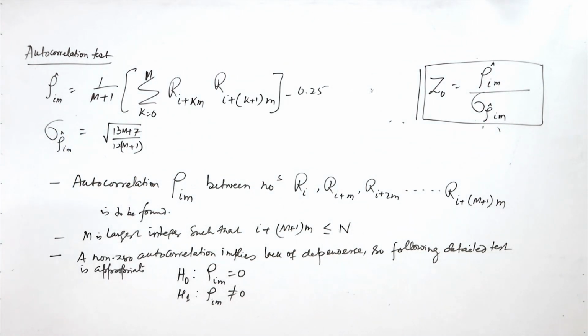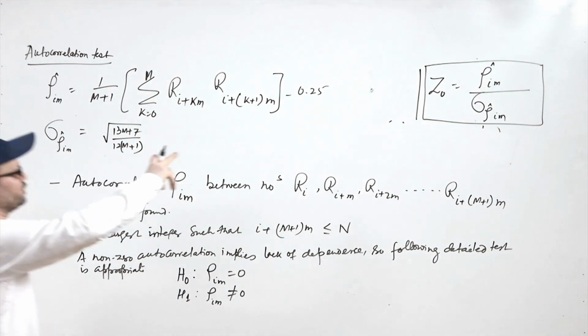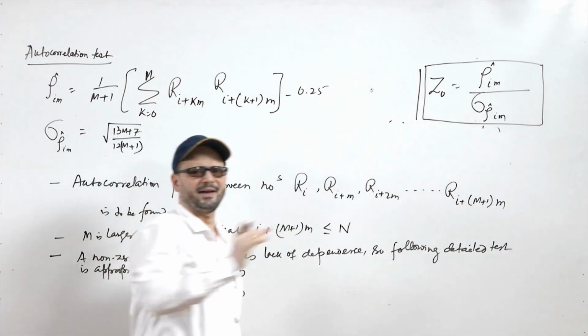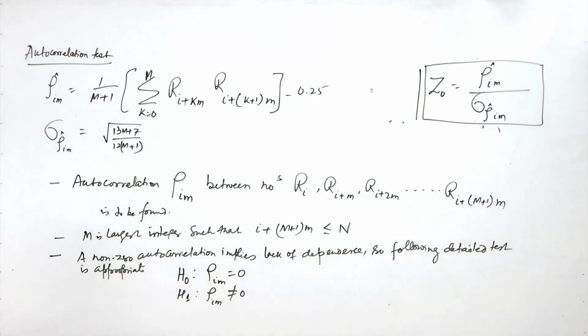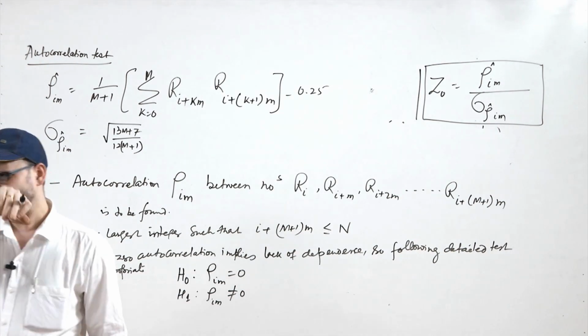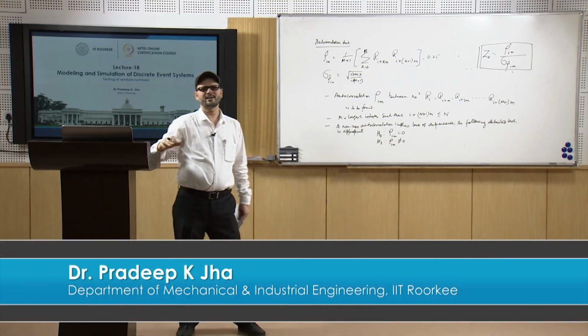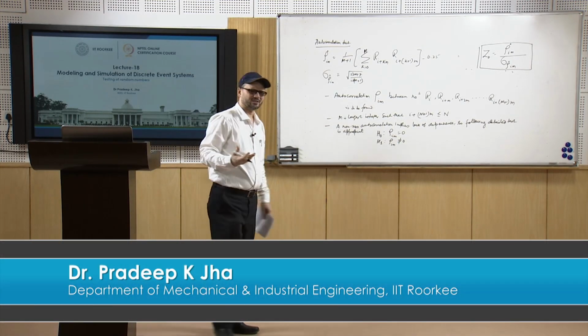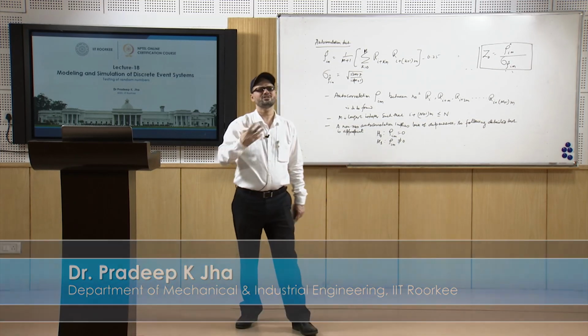So, this value you get, you have to compare against the standard normal distribution table with mean 0 and variance 1. If you are getting this value to be lesser, then you say that they are not correlated. You can accept this hypothesis, and otherwise you are going to reject it.